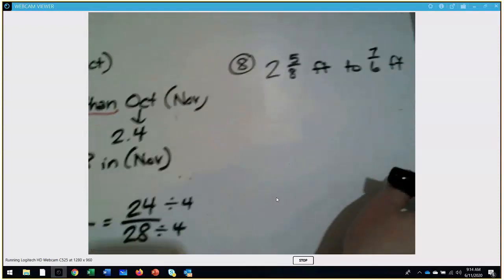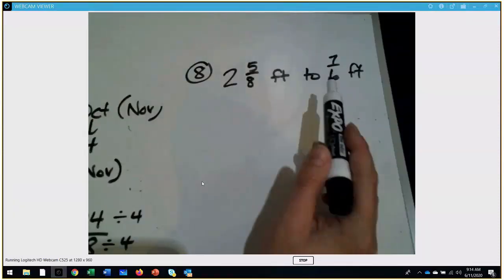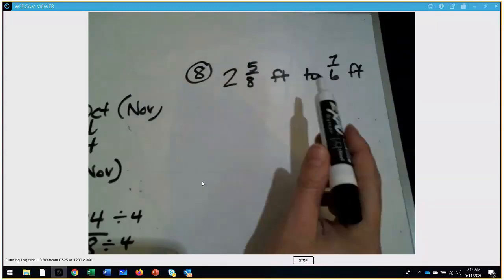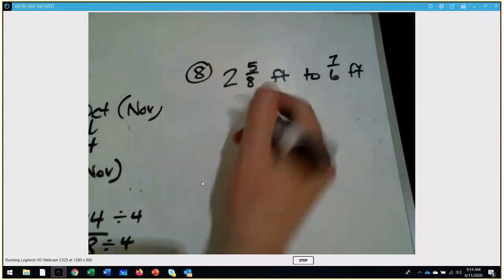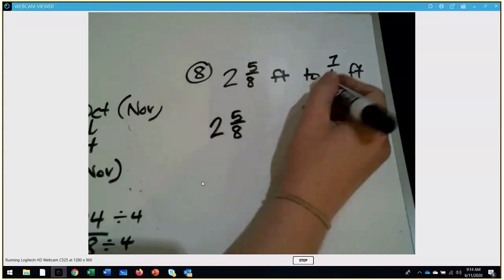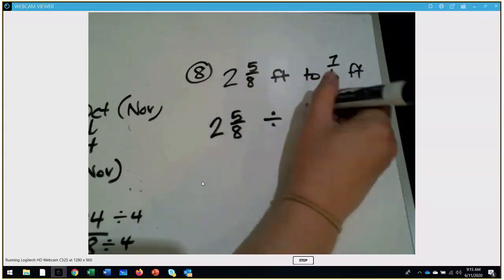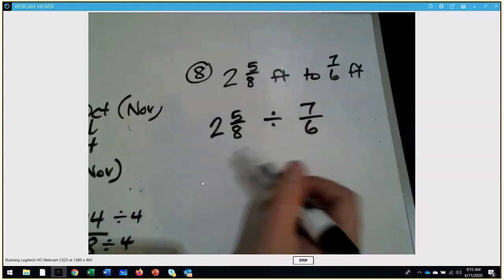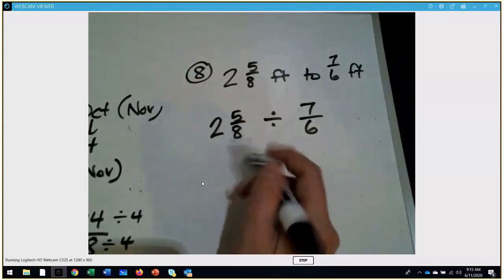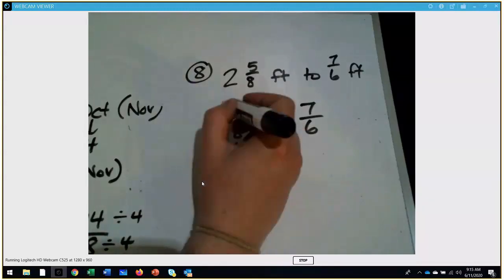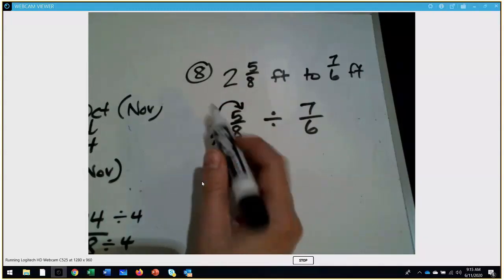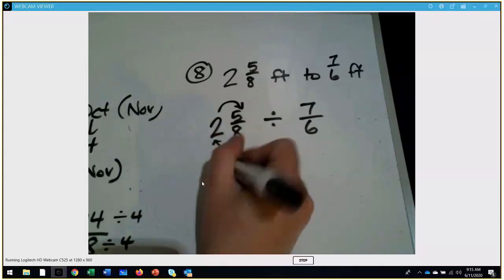All right, so this one has fractions in it. So rather than go through fraction form with fractions and make a complex fraction, we're just going to do a division sign between them, because 'to' means divide. So we'll set it up like this. Then we need to convert this mixed number. So 8 times 2 is 16, plus 5 is 21.